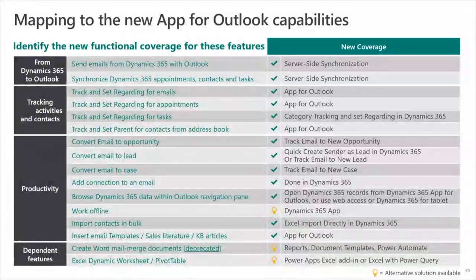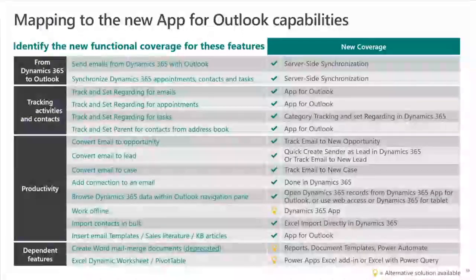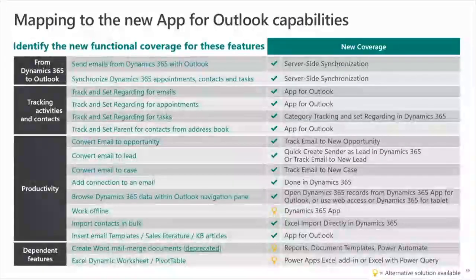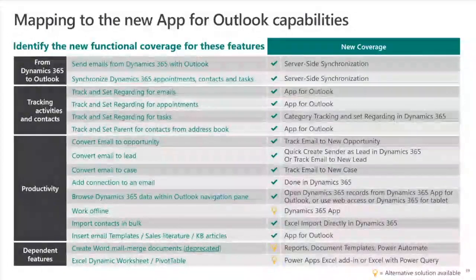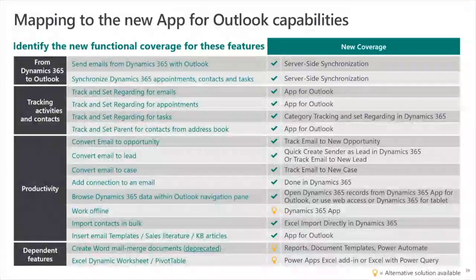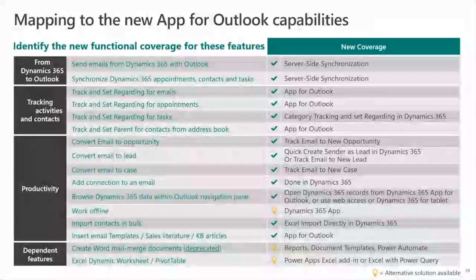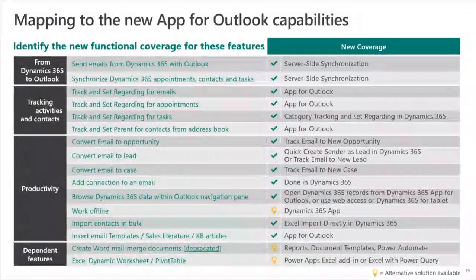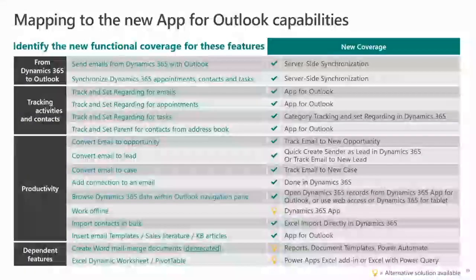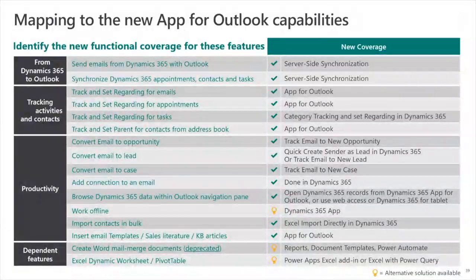In terms of productivity, to convert an email to an opportunity, you should track the email to a new opportunity. Convert email to lead: you can use Quick Create the sender as a lead if it's an unknown sender, and that will create a lead. Or you can track the email to a new lead, and that will create a lead as well. How to convert an email to a case? You just have to track the email to a new case. And there are also ways to pre-fill information, for example, the case title will be using the email subject, things like that.